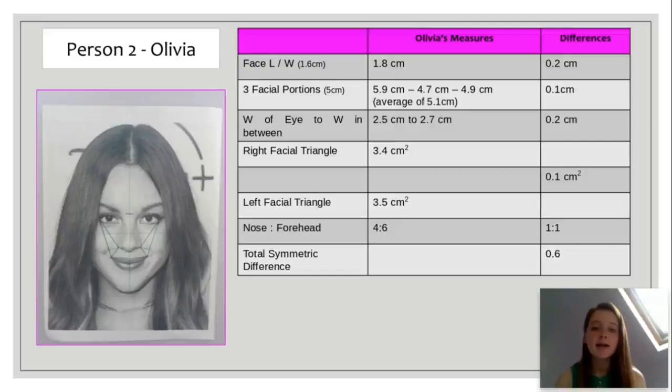For Olivia, I did the same exact thing. We have 1.8 minus the 1.6 to get a 0.2 difference. 5.1 minus the 5 was just a small difference of 0.1. Then we have the 2.5 to 2.7. You can visibly see the width in between the eyes is a little bit bigger than the actual eye, which is why we have a 0.2 difference. We have a 3.5 left triangle versus a 3.4 right triangle. That creates a tiny difference of 0.1. And then the nose to forehead ratio was 1 to 1. She was off by 1 centimeter for each increment for the nose and forehead. So that gives us a total symmetric difference of 0.6.